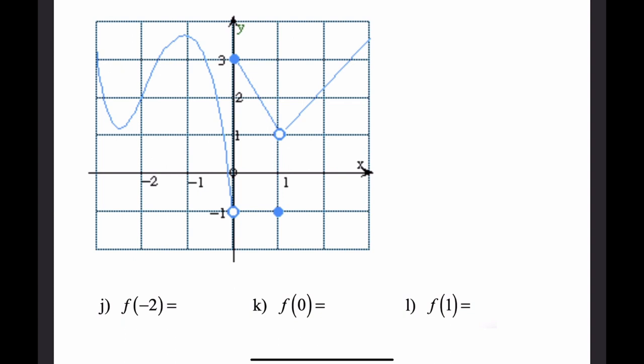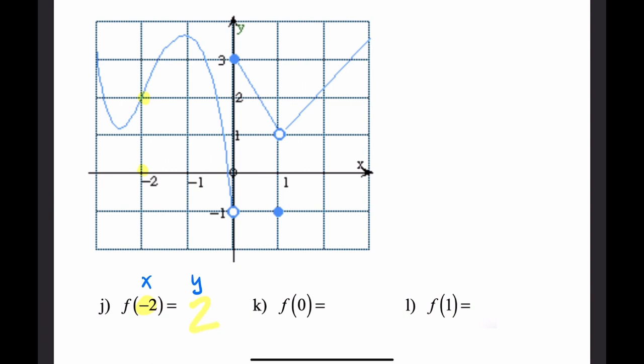So looking at my first function, or my first example here, it says, what is f at negative 2? So this is my x value, right? And I'm looking for the associated y value. So at negative 2, here's my x, I have a y value at 2. Okay?